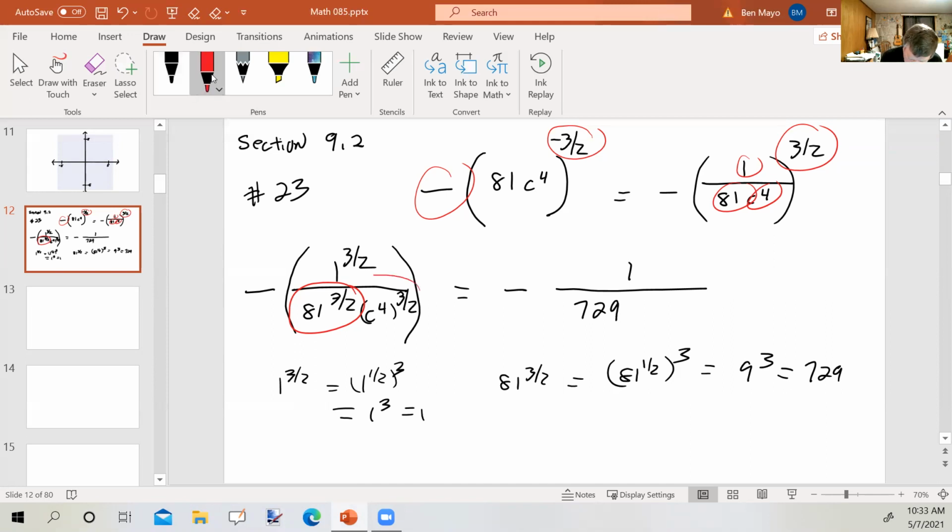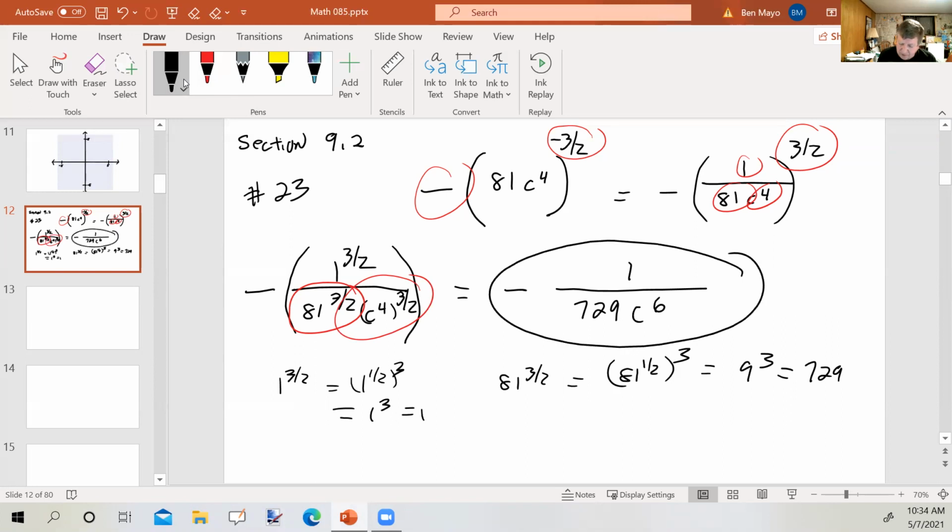And then we're going to look at this. A power raised to a power, you multiply the exponents. 4 times 3/2 is 12/2 or 6. So c to the 6th power. So there's the answer. You could also write it as a -1 on top over 729c to the 6th power. And there you have it.